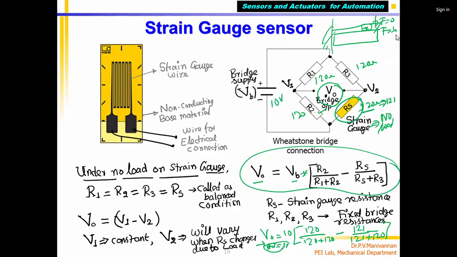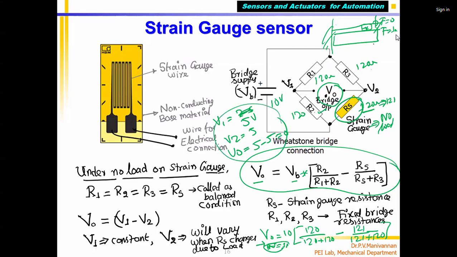Okay. If F equal to 0, this will be 120, this also 120. So if I give 10 volts, what will happen? V1 will become, sorry, 5 volts. V2 also will become 5 volts. What is V0? 5 minus 5 equal to 0 volts. That is when there's no load condition.